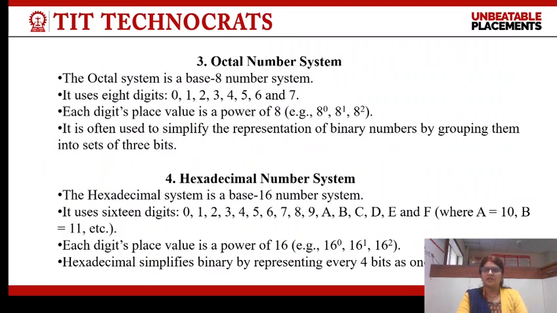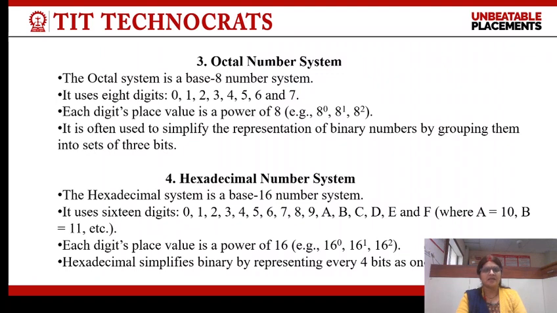Third one is octal number system. The octal system is a base 8 number system. It uses 8 digits, 0 to 7. Each digit's place value is a power of 8: 8 to the power 0, 8 to the power 1, 8 to the power 2. It is often used to simplify the representation of binary numbers by grouping them into sets of 3 bits.